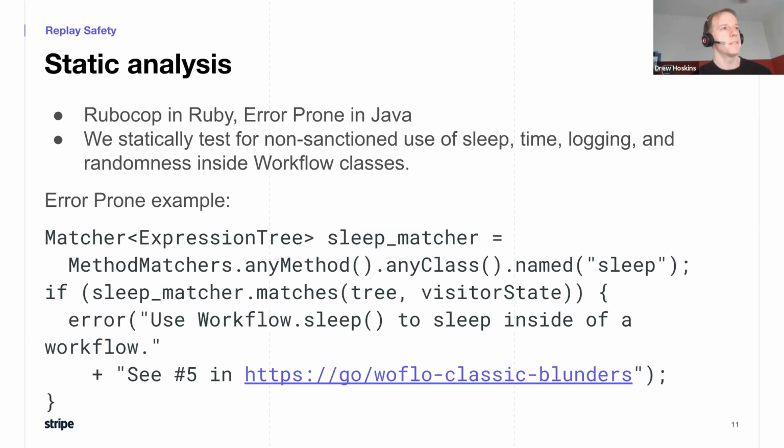We're thinking of open sourcing these rules, so please reach out to us if that's something you'd be interested in, in Ruby or Java. We want to see if there would be demand for it. It's not perfect. It can't detect calls inside of functions that are called from workflows, but it still catches a large percentage of these problems.